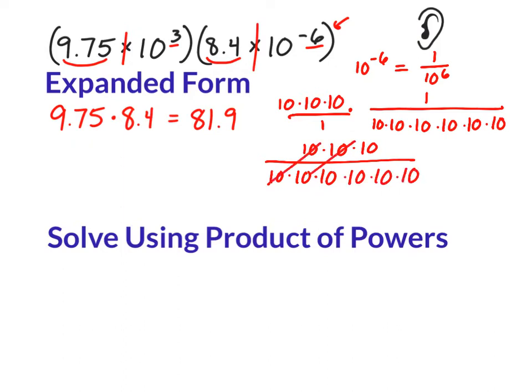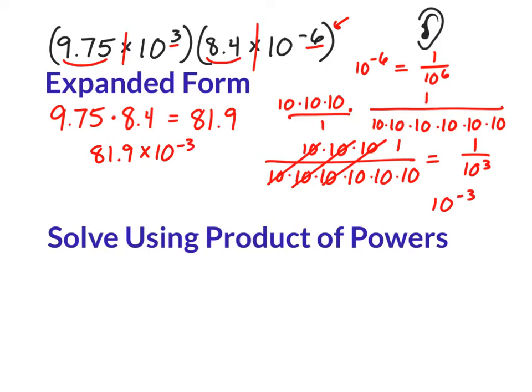I can cancel out my tens, and I'm left with 1 on top in my numerator, and 10 multiplied as a factor 3 times in my denominator. So 1 over 10 to the power of 3. And if I convert this back to a negative exponent, it'll be 10 to the power of negative 3. So my answer so far is 81 and 9 tenths times 10 to the power of negative 3.